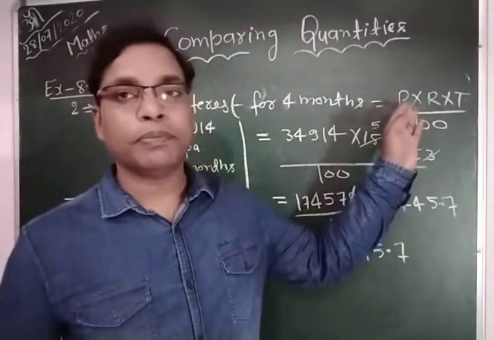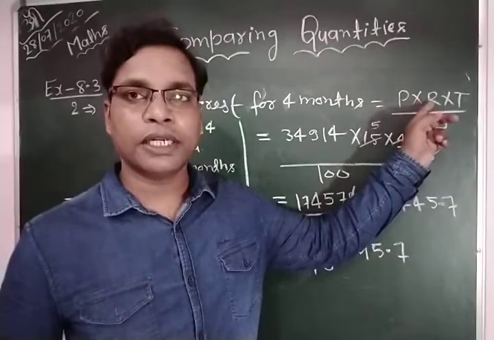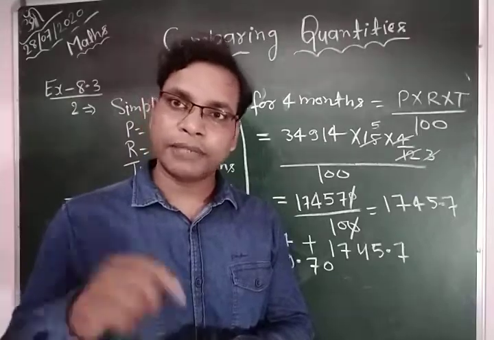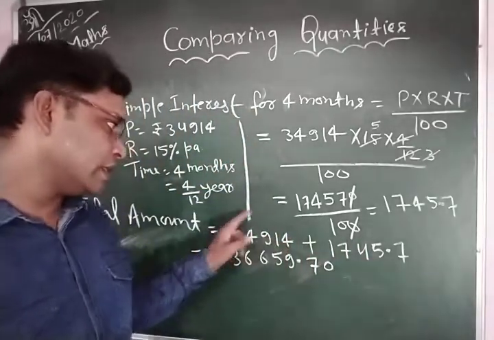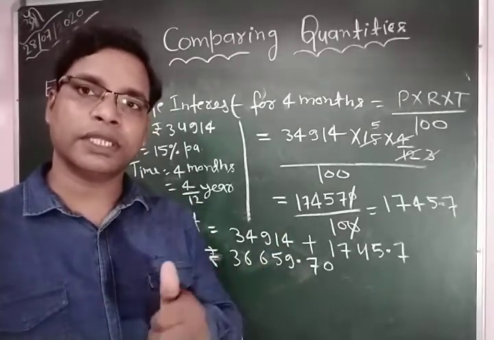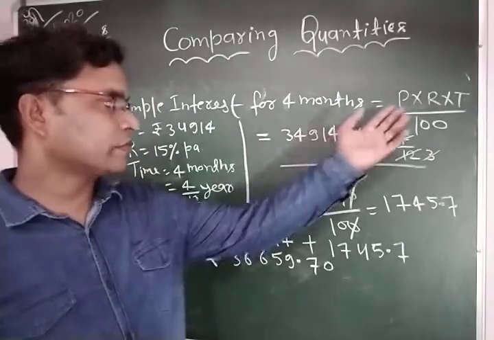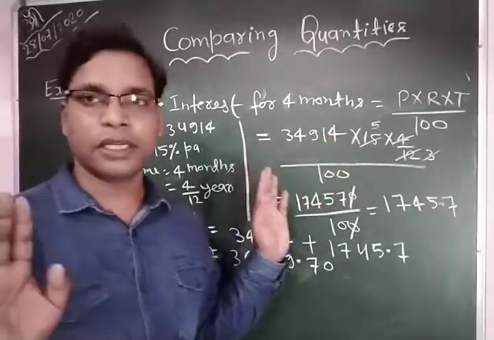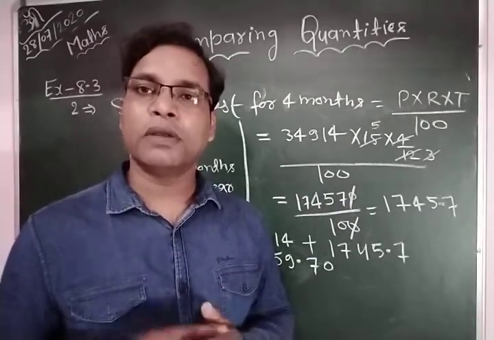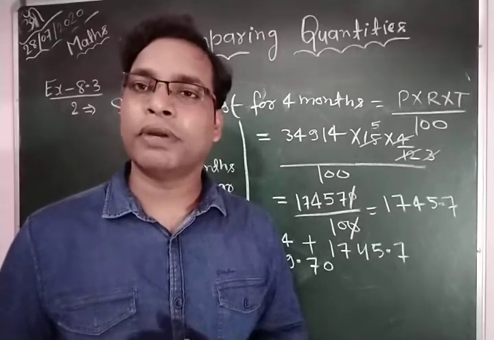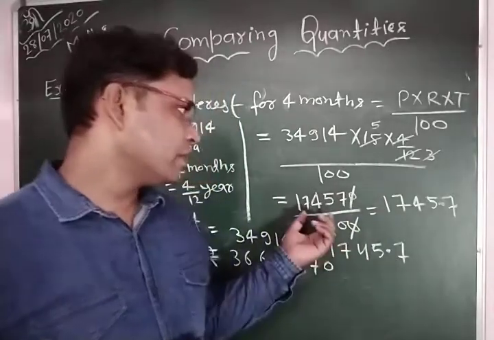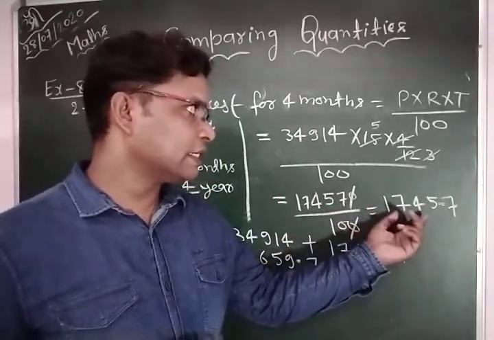And we know how to find simple interest. Simple interest is equal to P into R into T by 100. P means principal, R means rate, T means time. Okay. Here, what is the principal? We take this amount as the principal for 4 months after 2 years. Okay. So this is the principal. The rate is the same, 15%, and the time is 4 months. We convert 4 months into years, so we obtain 4 by 12 years. Okay, so we put the values here.